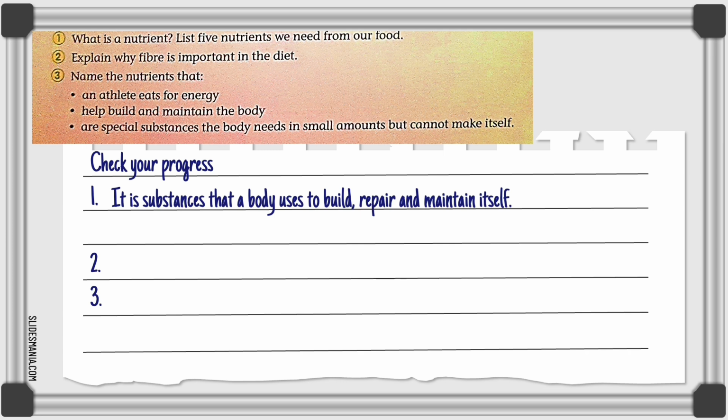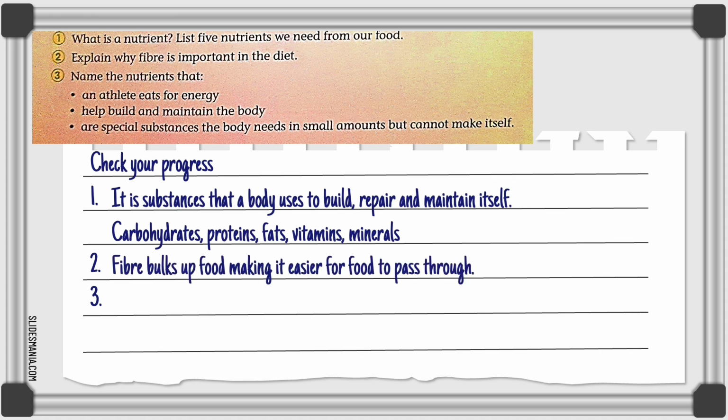Now, what are the 5 nutrients which we learned? Carbohydrates, fats, minerals, proteins, fiber, very good, vitamins. Yes, we have carbohydrates, proteins, fats, vitamins and minerals. Very good. Now, explain why fiber is important in our body. We need fiber because it bulks up the waste so that it can pass easily through our body. Yes, so it bulks up the waste or the food, making it easier for food to pass through.